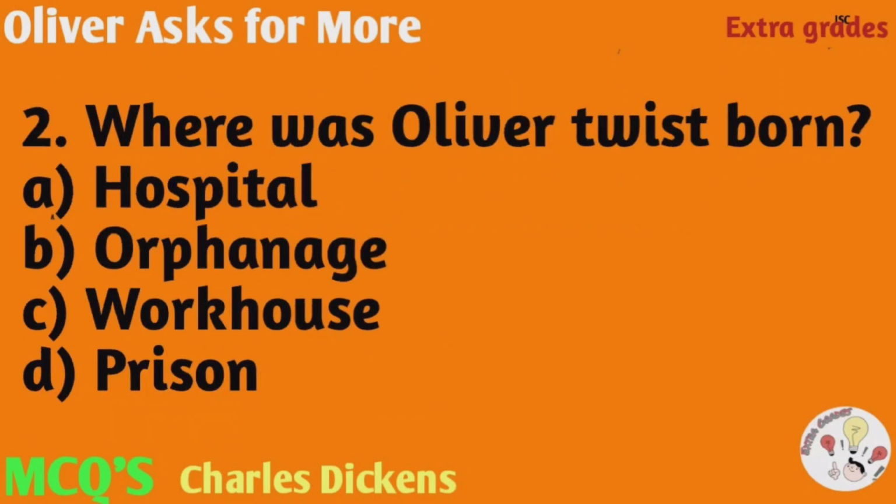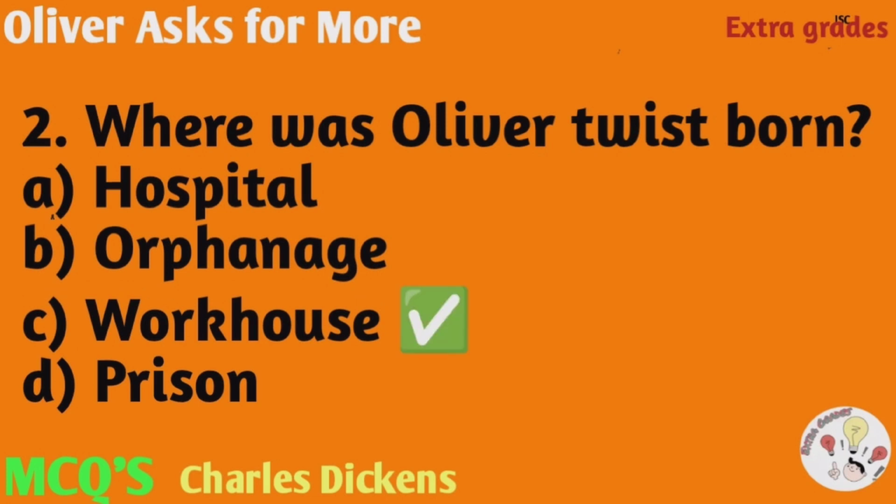Question number 2. Where was Oliver Twist born? The options are A, hospital, B, orphanage, C, workhouse, D, prison. And the correct answer is C, workhouse.